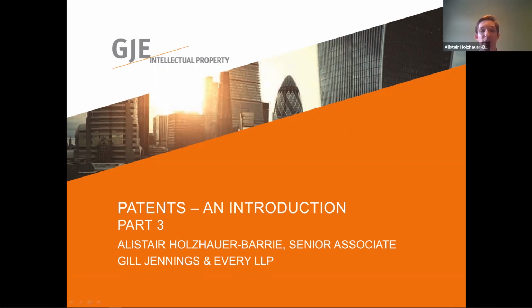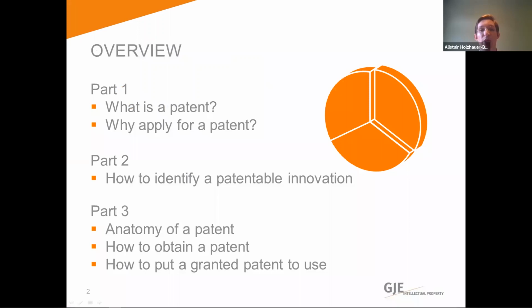We've split this Introduction to Patents talk into 3 parts, of which this is the 3rd and final part. If you've missed the 1st and 2nd parts, you can find these on our website. An overview of what the 3 parts have covered is that in parts 1 and 2, we've covered what a patent is, why you may wish to apply for a patent, and how to identify when an innovation may be patentable. For this part, I'll cover what goes into a patent, the process a patent application goes through to get granted, and how the patent can be used once it is granted.